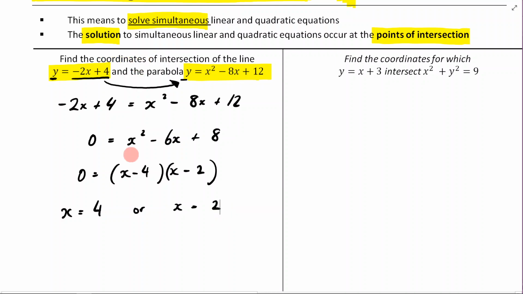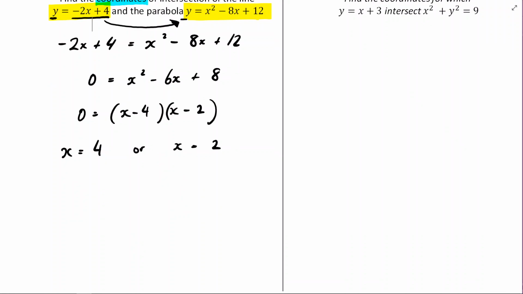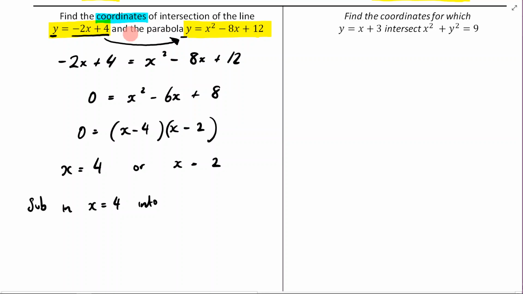Now, this is the important part of this question. We can't stop there. We have found the x values for which the points of intersection occur, but do you see here how it says that we need to find the coordinates of the intersection? So that means we now have to find the corresponding y values. The way that we do that is, I'll write this down, sub in x equals 4 into either of these. It doesn't matter which one I sub it into. They're both going to give me the same answer. But of course, you want to go with the easier one. So I'm going to do this one.